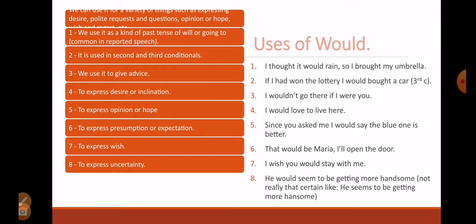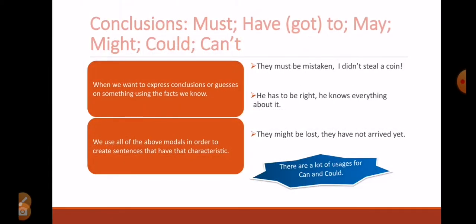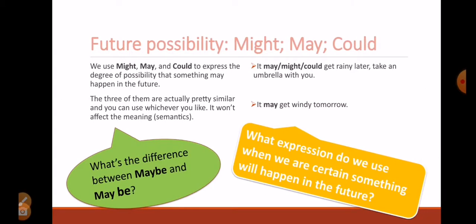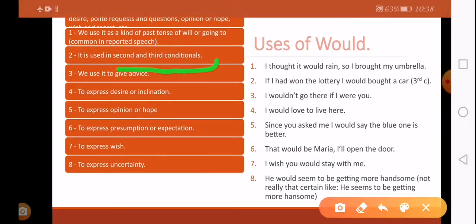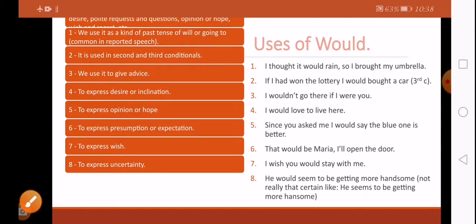Now, the uses of would, we can use would in many cases for polite request, for polite offer. You can use it as a past tense of will. You can use it in the second and third type of conditionals. This one, the conditionals, you haven't studied with me, guys, so don't worry about it. You are not supposed to know it. We also use it for advice, to talk about desire, to talk about opinion or hope, presumption or expectation, wish, uncertainty. Uncertainty means when you're not sure, like in number 8, he would seem to be getting more handsome.